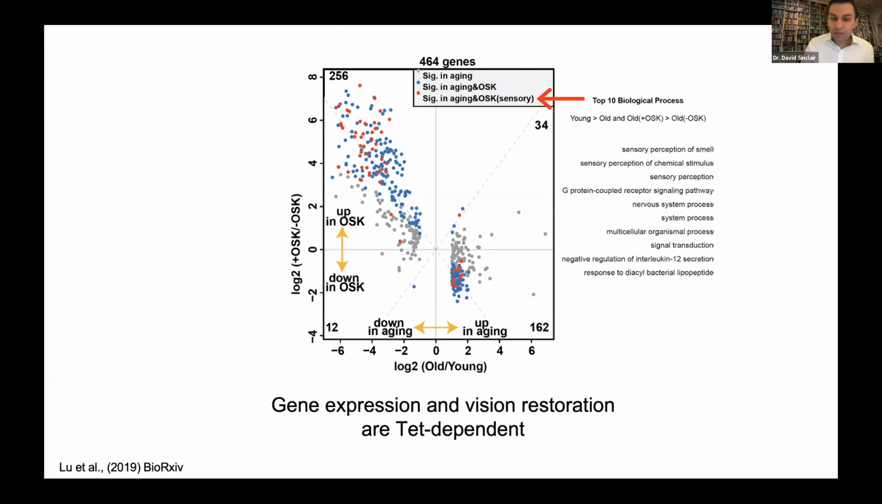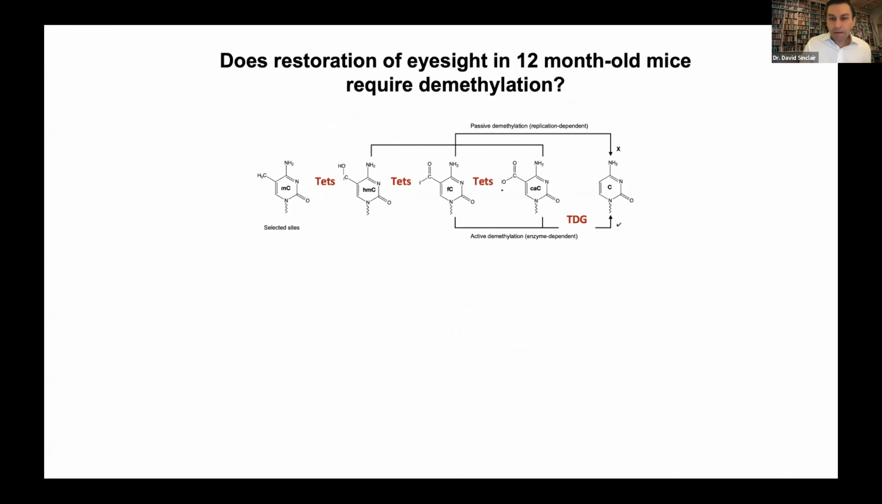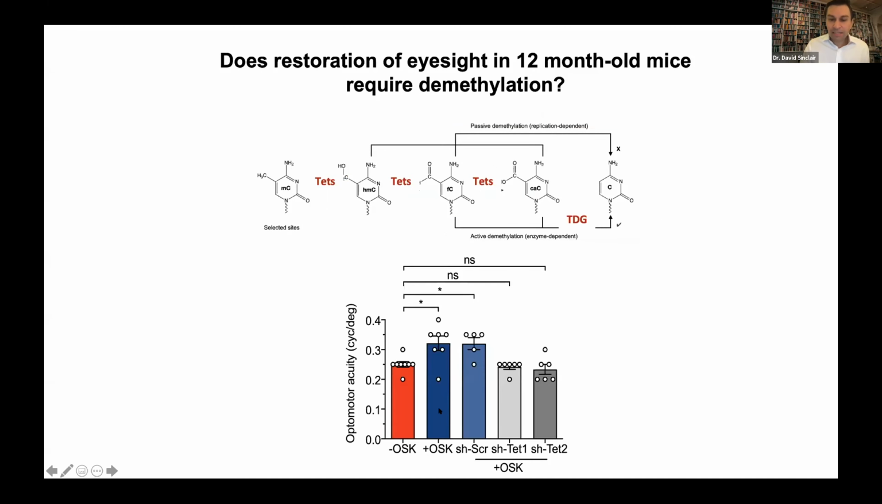And these changes depend upon the TET genes. So here they are. These are the enzymes. There's TET1, TET2, TET3 that demethylate DNA. And I mentioned TDG, which is important for active demethylation, not just passive due to replication. And we find that TET1, TET2, and TDG are necessary for this epigenetic reset and the recovery of function in the eye. And this is an example of that.